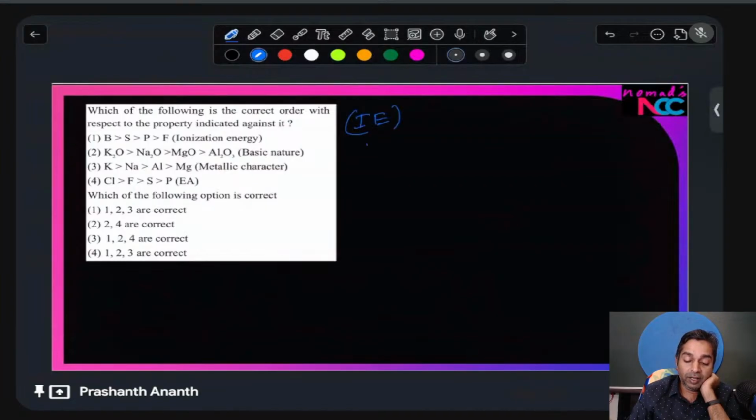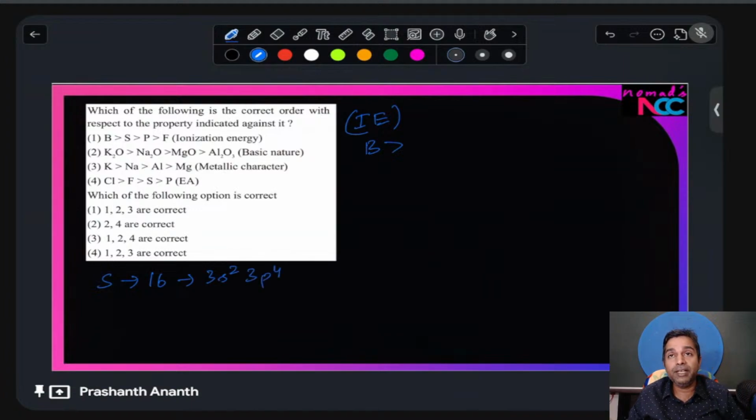Boron is going to be higher than sulfur. That is going to be something which is suspectable over here, because sulfur is not going to have a proper half-filled configuration. Sulfur's atomic number is 16, so the valence shell electronic configuration is 3s2 and 3p4. So if it's 3s2, 3p4, it is not going to have a half-filled orbital.